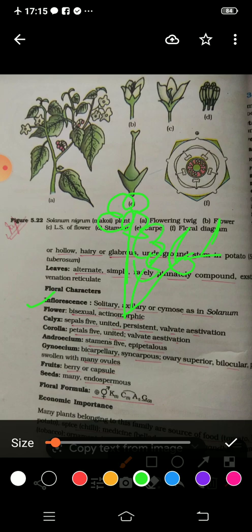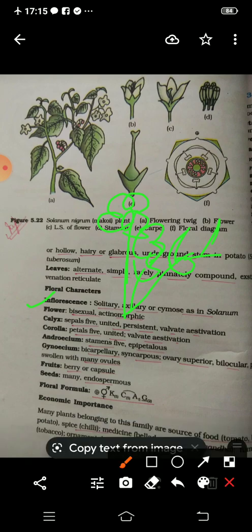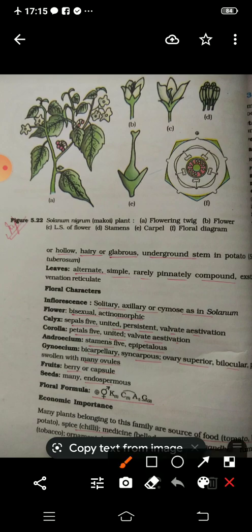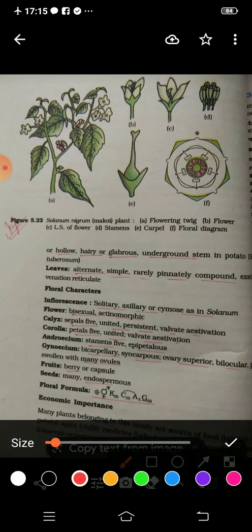They are cymose. Of course you have studied the cymose and racemose kinds of inflorescence. Flowers are basically bisexual. Bisexual means male and female, both floral parts are present in the flower. And actinomorphic, you have also studied actinomorphic. What is actinomorphic? Such flowers can be divided into two equal halves along more than one median plane. So this means it is an actinomorphic flower.